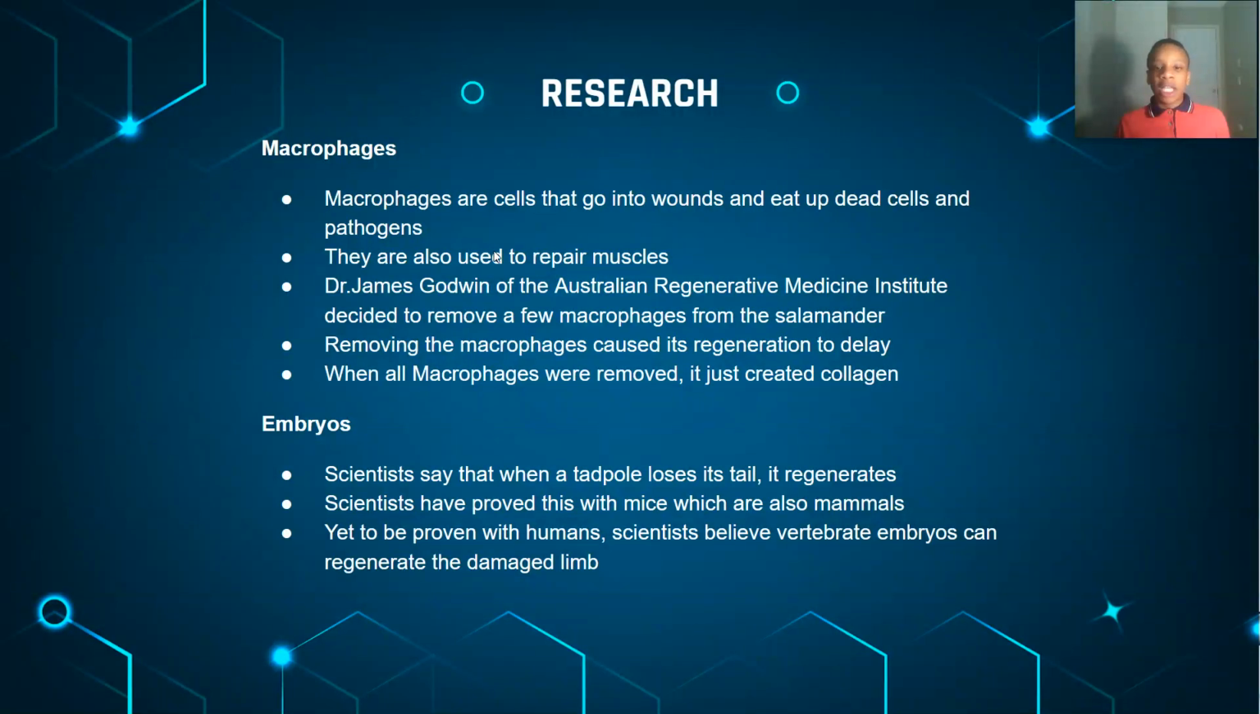Scientists have proven that when a tadpole loses its tail during the embryonic stage of development, it is able to regenerate it back. Scientists have proved this with mice, which are also mammals. Yet to be proven with humans, scientists believe vertebrate embryos can regenerate the damaged limb.